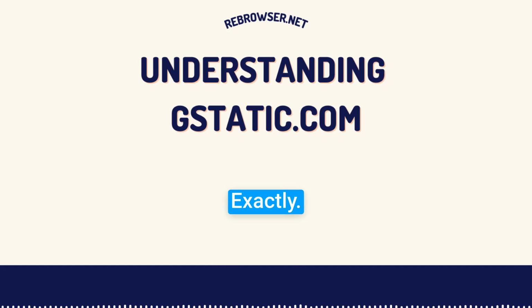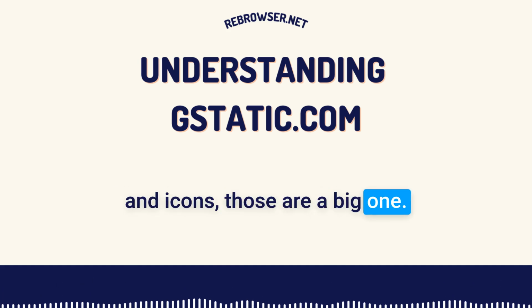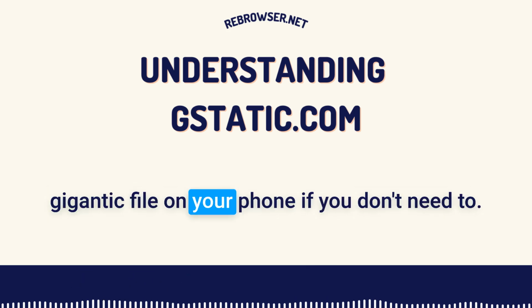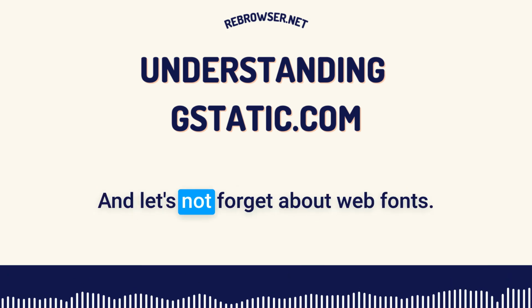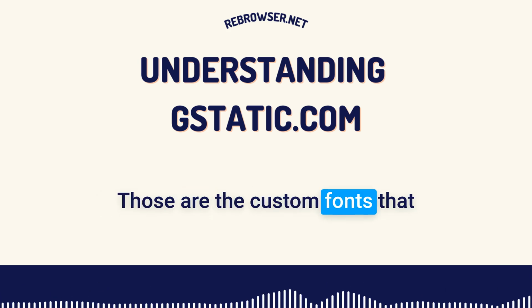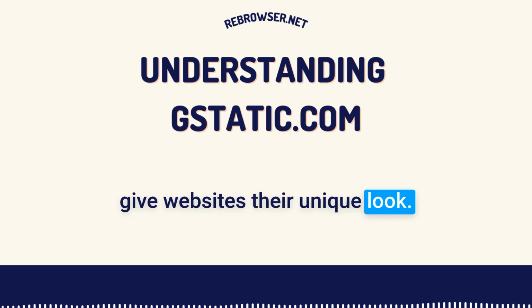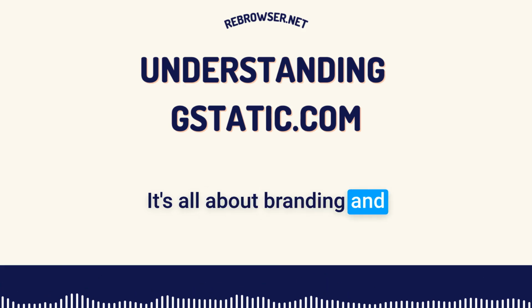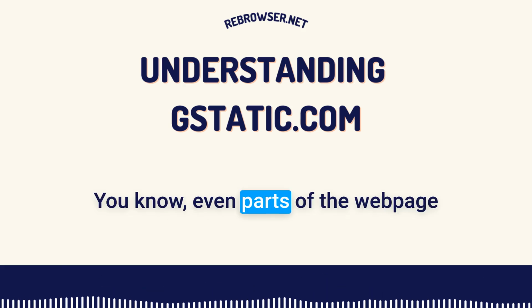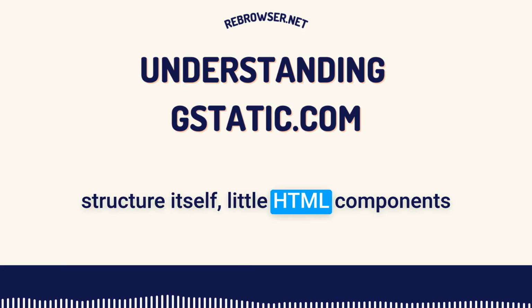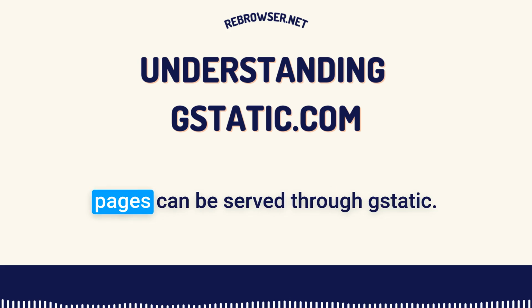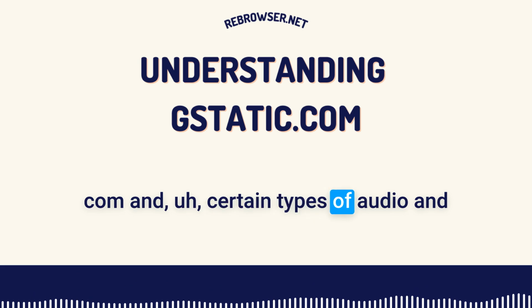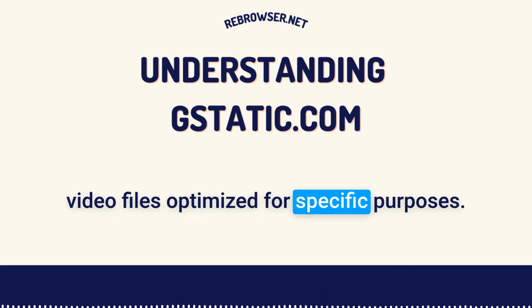Got it. And of course, you've got images and icons. Those are a big one. Often they're optimized specifically for the device you're using, so you're not downloading a gigantic file on your phone if you don't need to. And let's not forget about web fonts. Those are the custom fonts that give websites their unique look. Using just the standard fonts would be pretty boring. Totally. It's all about branding and visual identity these days. Even parts of the web page structure itself, little HTML components that get reused across different pages, can be served through gstatic.com, and certain types of audio and video files optimized for specific purposes.